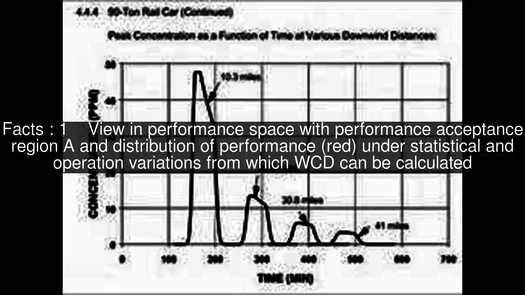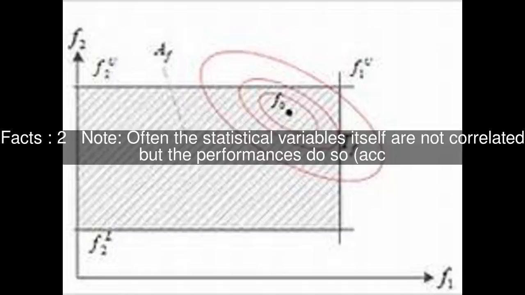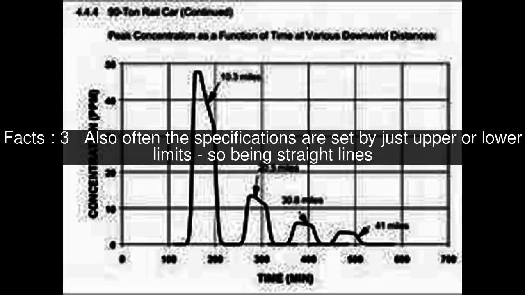View in performance space with performance acceptance region A and distribution of performance, red, under statistical and operation variations from which WCD can be calculated. Note, often the statistical variables itself are not correlated but the performances do so, ACC. Also often the specifications are set by just upper or lower limits, so being straight lines.